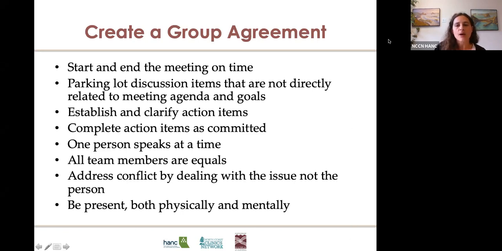So the key thing about the group agreement is given by its very name, right? The existence of the word agreement. To really have and use this tool effectively, it has to be created and agreed upon by the entire group. Because if that consensus isn't reached, then it doesn't hold any value for that group. And then you'll see things start to fall by the wayside.